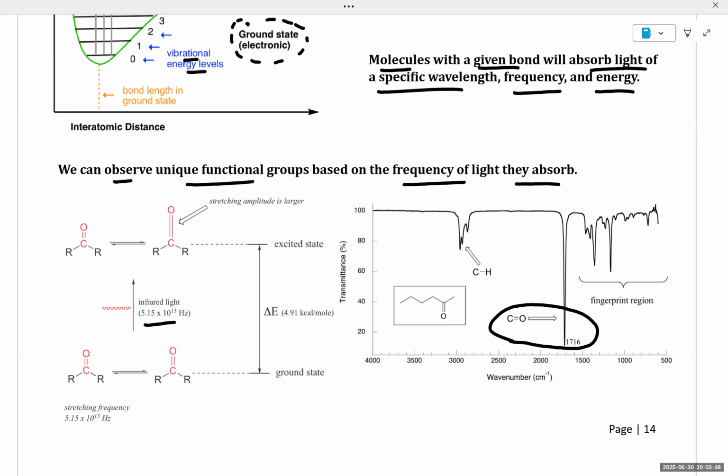And the reason why this works is specific bonds absorb specific wavelengths and frequency of light, and that causes those bonds to transition to higher energy vibrational energy levels. The bond will bend, stretch, etc. And in turn, because that specific bond absorbed a specific wavelength of light, we can use this absorbance spectra to identify what functional groups are present in our molecule.